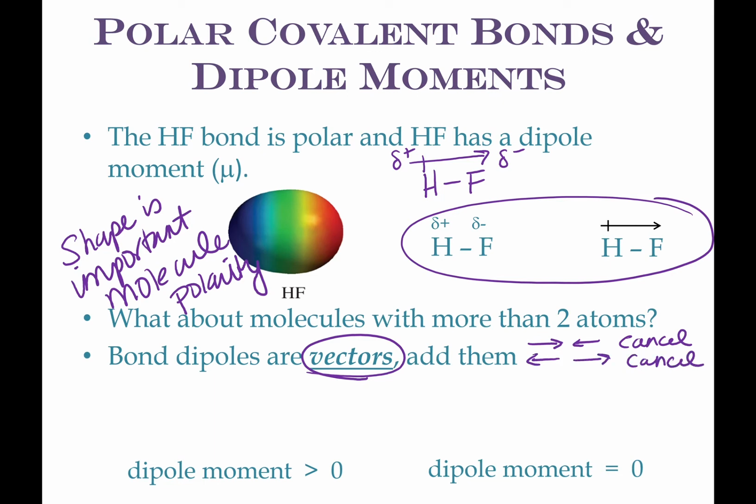Otherwise, they're going to add together. We could also do that on a diagonal. So if we go this way and this way, those also cancel.